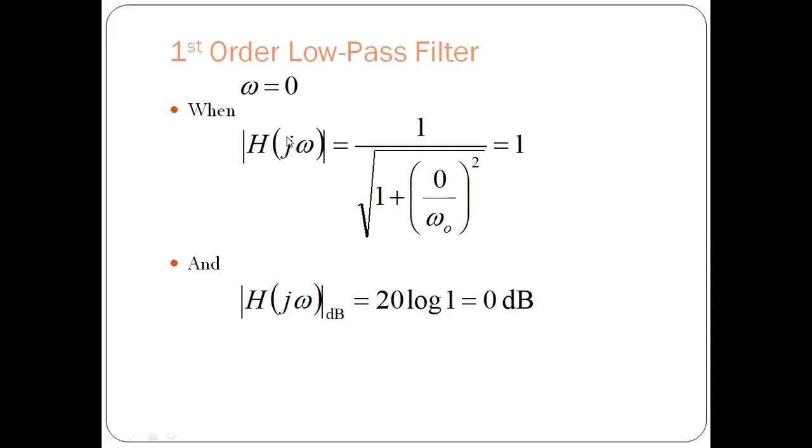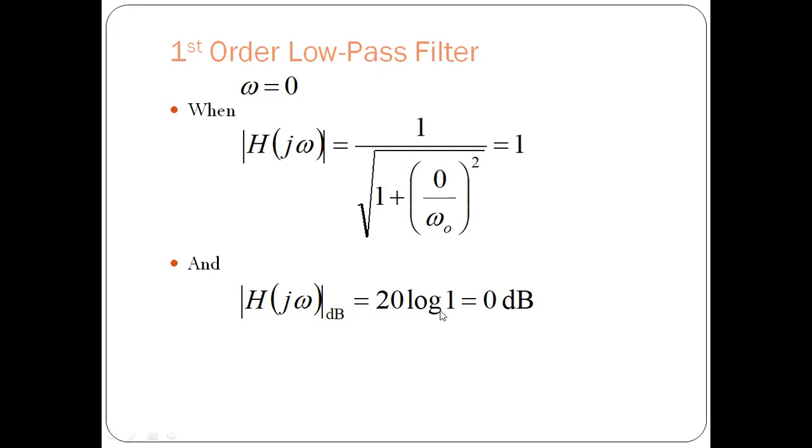When the input frequency is equal to 0, the transfer function H of j omega is equal to 1 by root of 1 plus 0 divided by omega naught whole square. 0 by omega naught is 0, and root of 1 is 1. So 1 divided by 1 becomes 1. When the signal frequency is 0, the transfer function of this low pass filter is equal to 1. And H of j omega in dB is 20 log 1, and log 1 is equal to 0, so it is 0 dB.